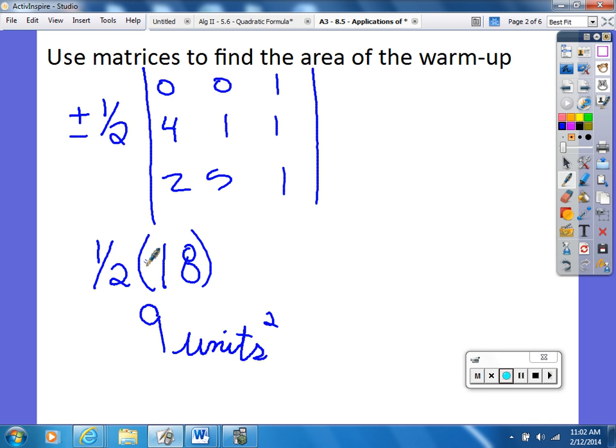If I had gotten negative 18 here, then I want to use negative 1/2 because my area has to be positive. That's it. So if you ever get a negative determinant, which is possible, right? Then I need to multiply by a negative to make it positive.